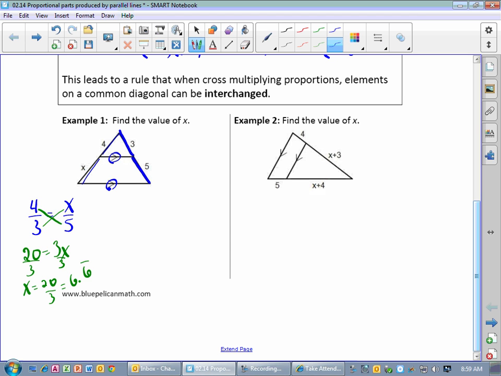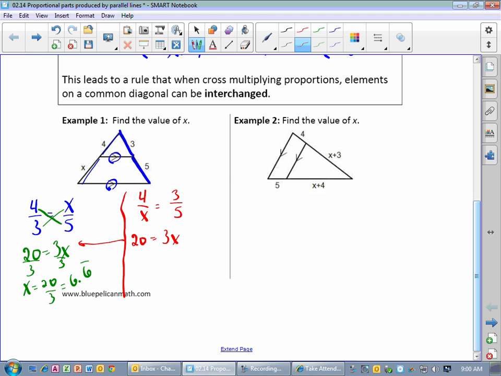Now there's another way we can do this, or what I said about interchanging. We could also do the ratio of 4 to x equals the ratio of 3 to 5. Notice I did this over this equals this over this. Now when we cross multiply, notice what happens. First step, 5 times 4 gives us 20. X times 3 gives us 3x. Hey, that's the exact same as this. And so we're going to get the exact same answer.